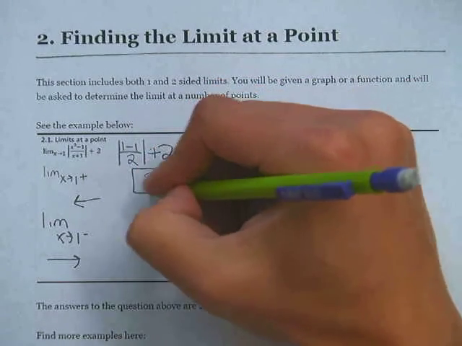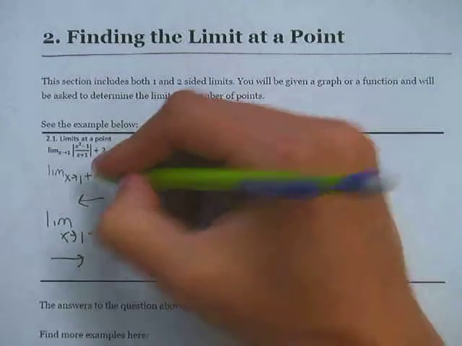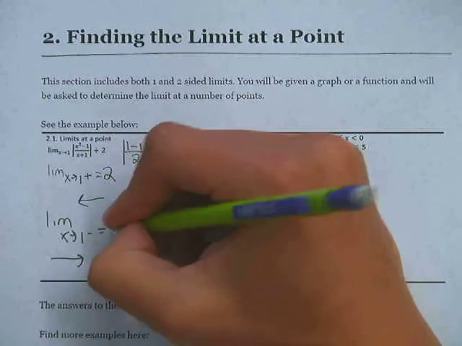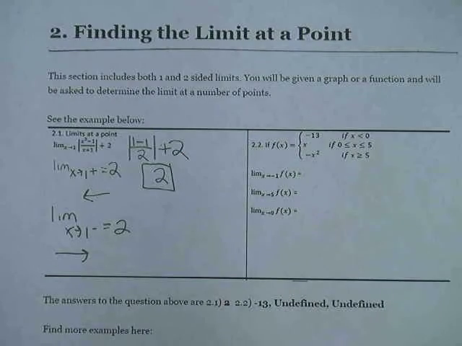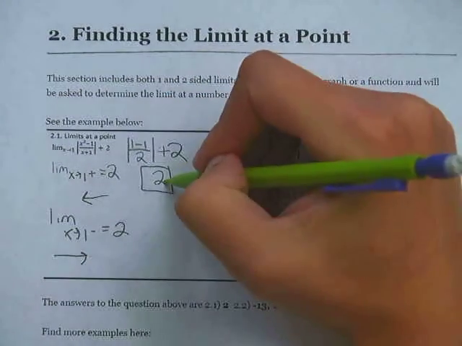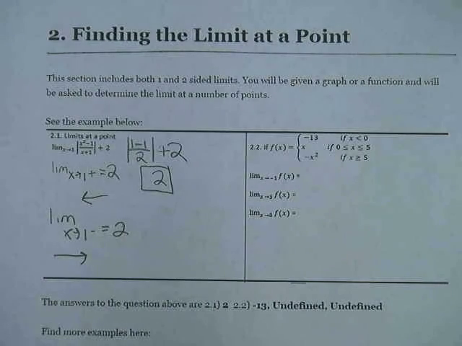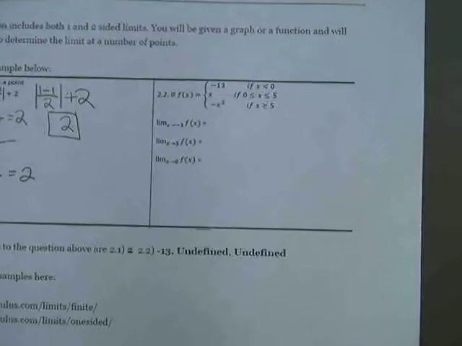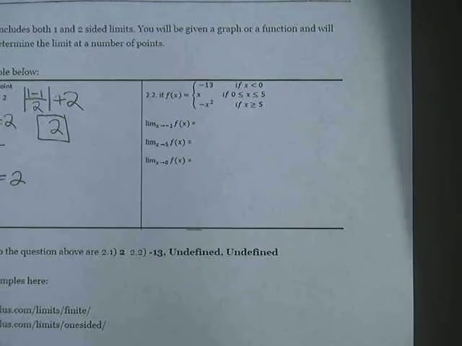Hooray. We did it. Which means the limit coming from the positive side would be 2, and the limit from the negative side would also be 2 because they match. If these were different, we wouldn't have a limit for the total problem. It's kind of the big idea. All right, let's move on to our second problem here, which will be a little more involved.